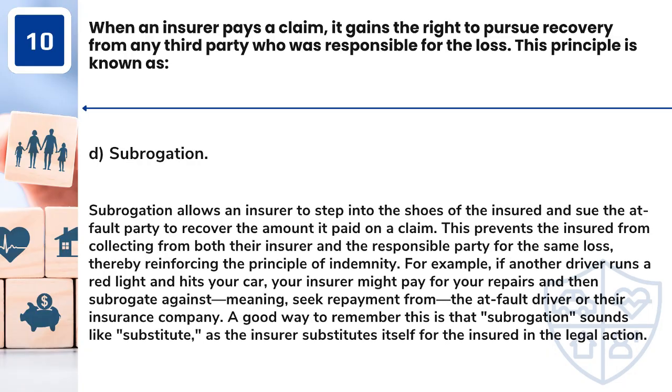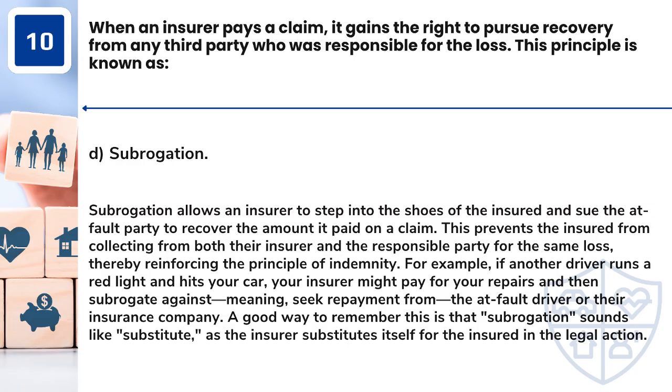Answer, D. Subrogation. Subrogation allows an insurer to step into the shoes of the insured and sue the at-fault party to recover the amount it paid on a claim. This prevents the insured from collecting from both their insurer and the responsible party for the same loss, thereby reinforcing the principle of indemnity. For example, if another driver runs a red light and hits your car, your insurer might pay for your repairs and then subrogate against, meaning seek repayment from, the at-fault driver or their insurance company.